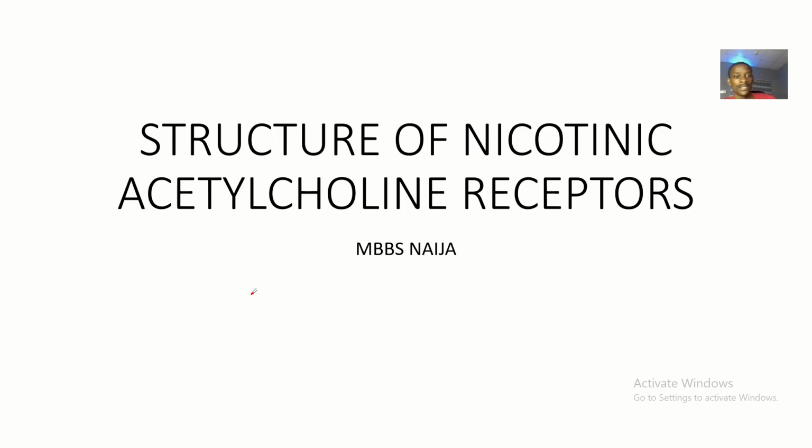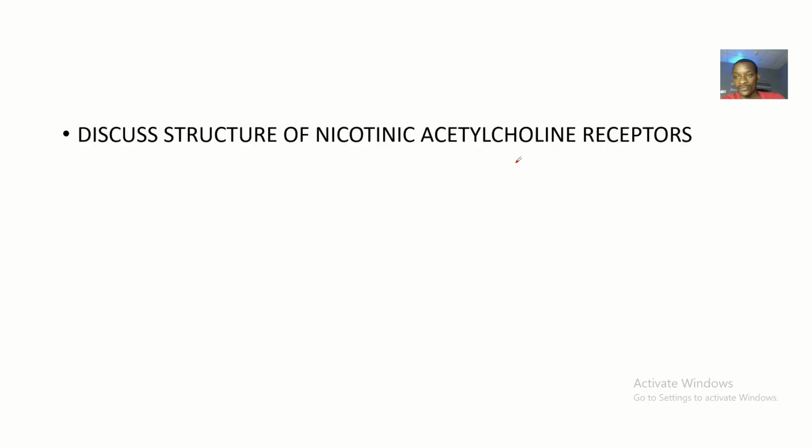So we've spoken about nicotinic acetylcholine receptors. In nicotinic acetylcholine receptors, we said that basically nicotinic receptors are there for acetylcholine to bind to and elicit its effect. So it's good for us to know the structure of these nicotinic acetylcholine receptors, basically how they look and their components, what they are made of.